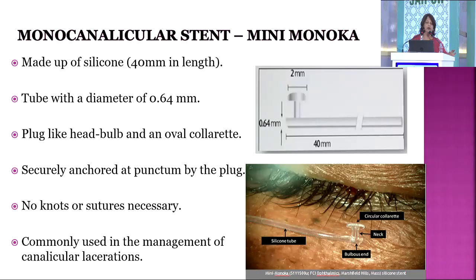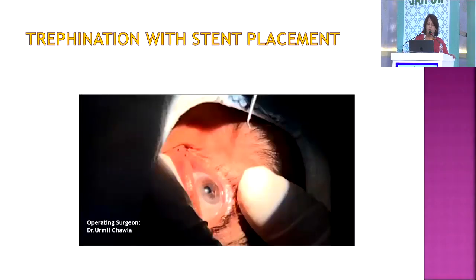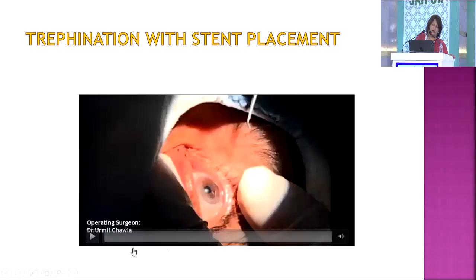When we do a trephination, we should also have a mini Monoka stent with us for a good success rate. Almost every one of us has seen the mini Monoka stent. It is a tube with a diameter of 0.64, and it has a collarette and a head bulb, and the collarette gets anchored at the punctum. A small video I'll show you about this trephination.